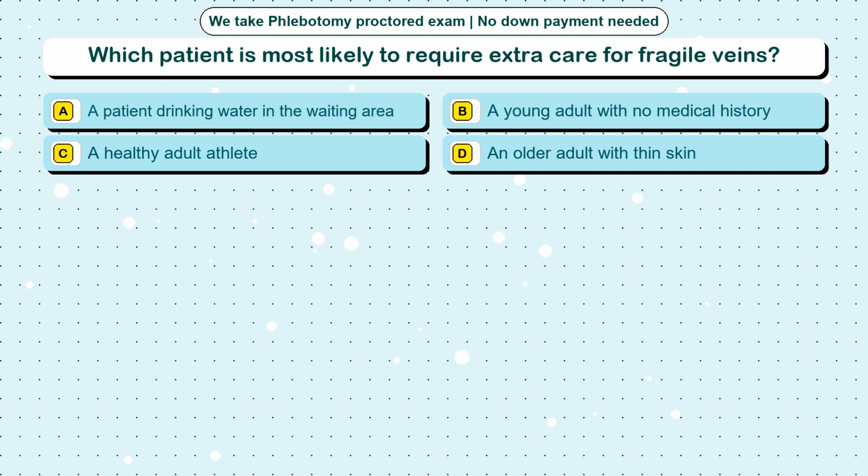Option A. A patient drinking water in the waiting area. Option B. A young adult with no medical history. Option C. A healthy adult athlete. Option D. An older adult with thin skin.